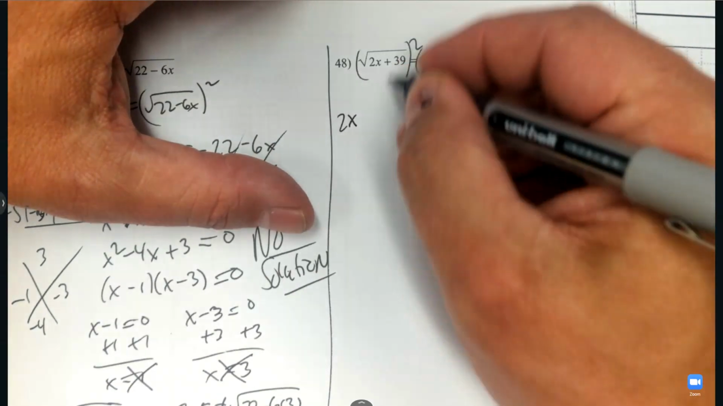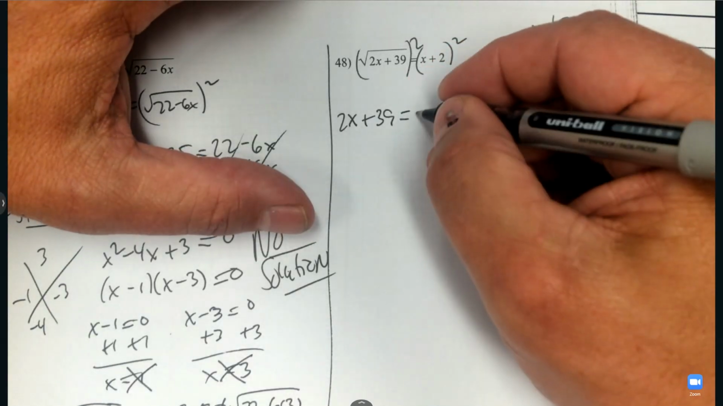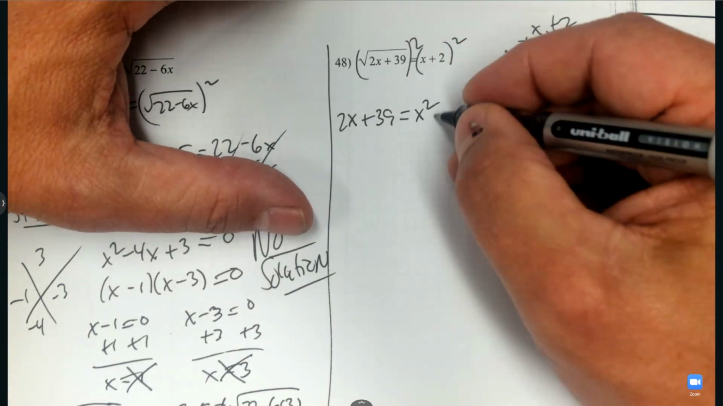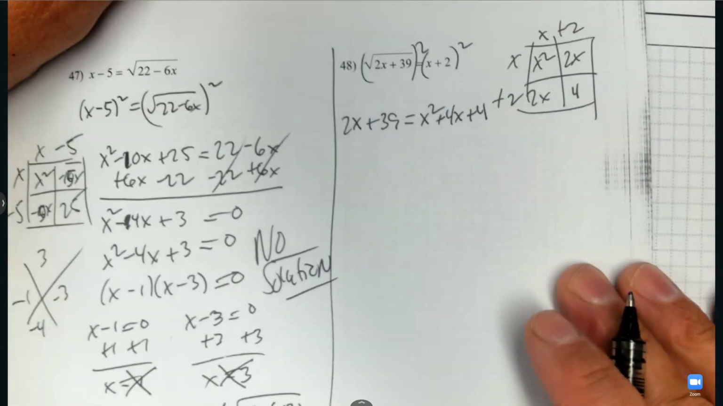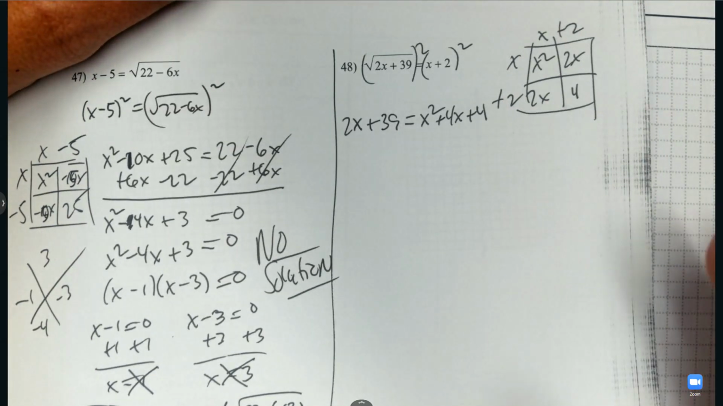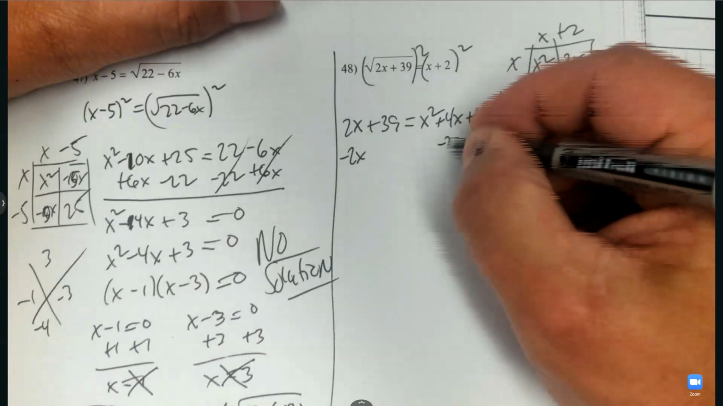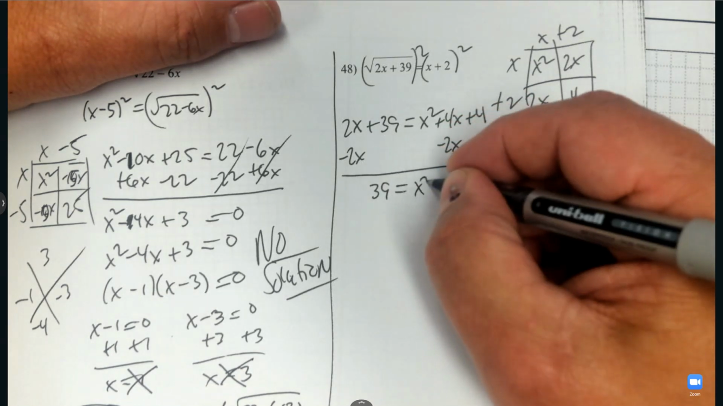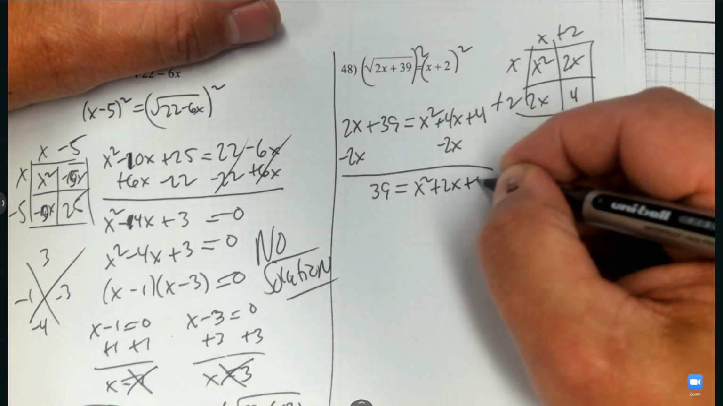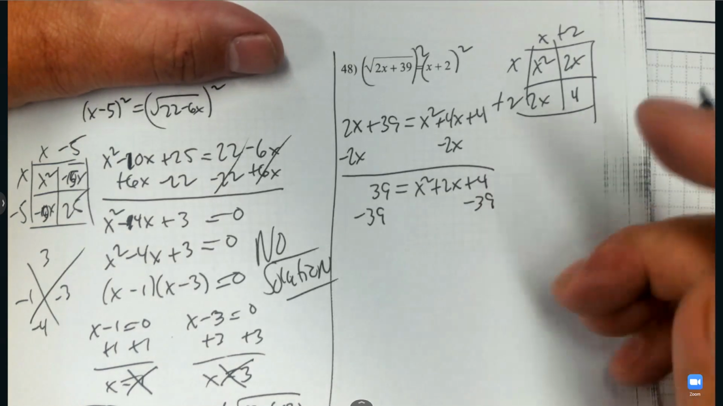So the square root and the square cross out. And then I have x squared. We have 4x and 4. Then we're going to combine like terms. So we're going to subtract 2x. I'm going to subtract 39. I hope I did this right.